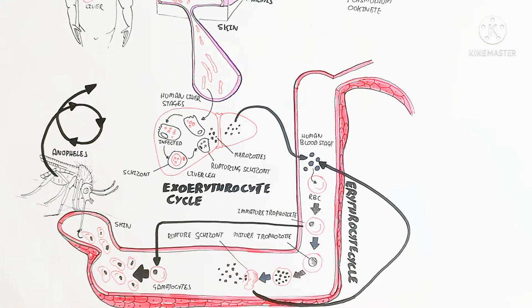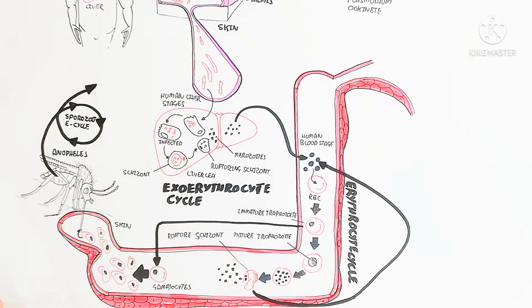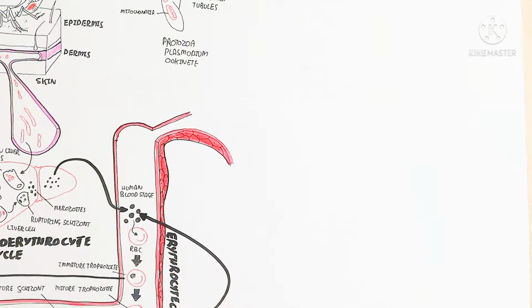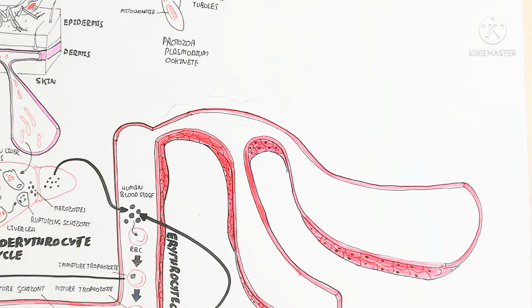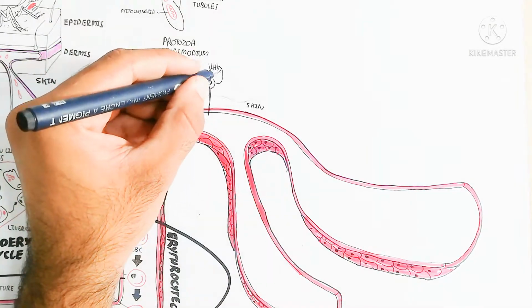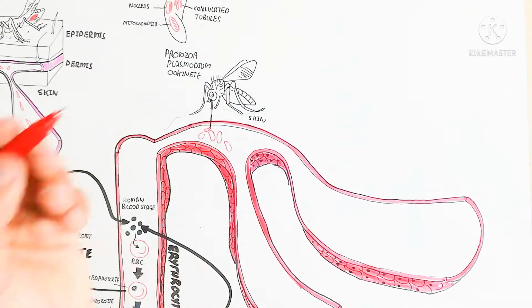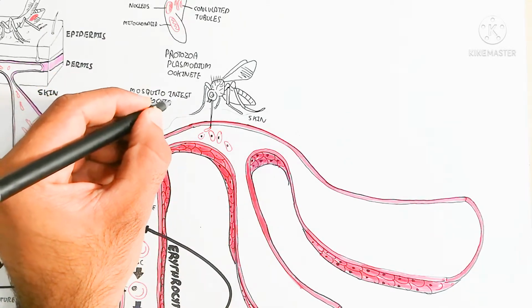So this is the sporozoite cycle. There are three types of cycle: the erythrocytic cycle, the exo-erythrocytic cycle, and the sporozoite cycle, which requires the Anopheles mosquito. So let's begin to understand the sporozoite formation again. You can see the sporozoite formation from the mosquito digestive tract.